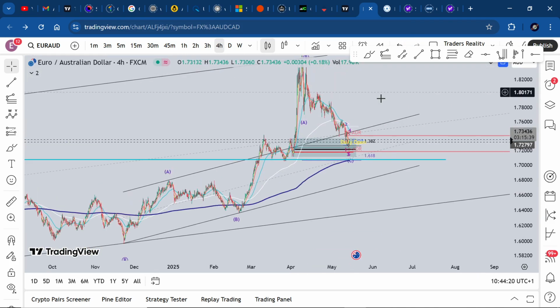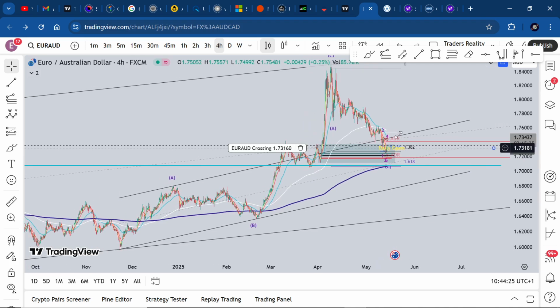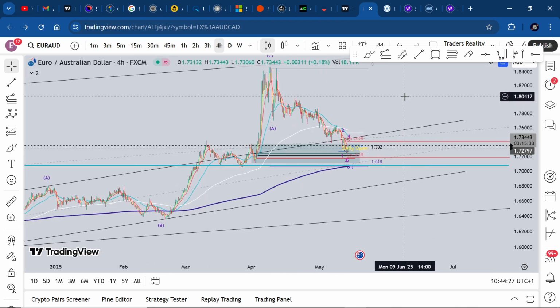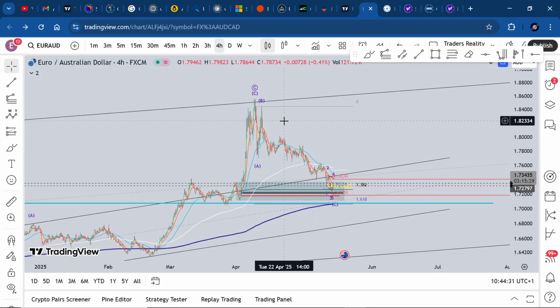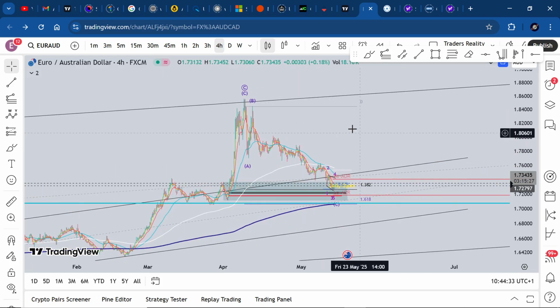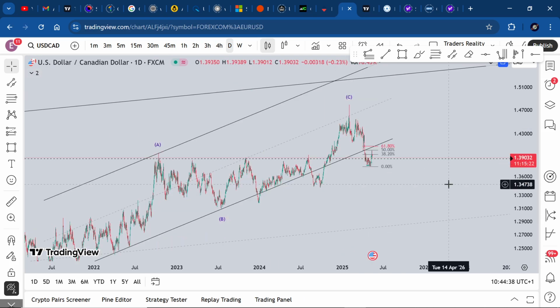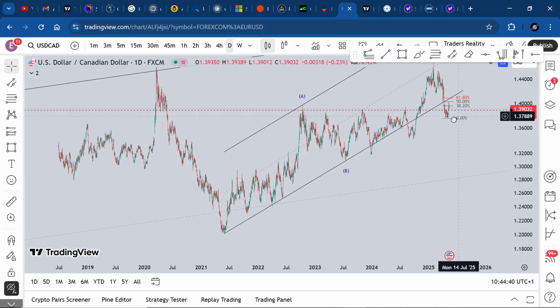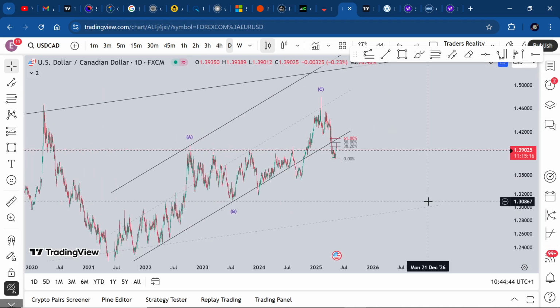Now we've come back into the channel, and obviously if we break up above the channel and sustain, then we're looking to take these highs or come to some very high area of supply. Just another 2 cents. This channel now is more like an ABC than even the EURAUD, because we did not break out of the channel.